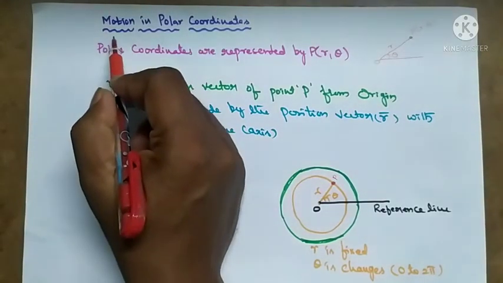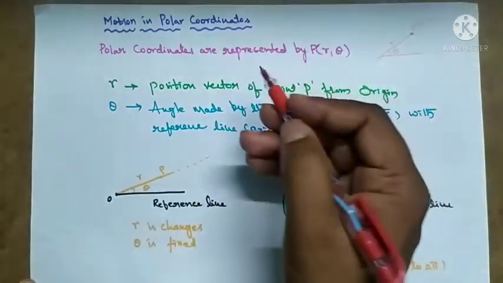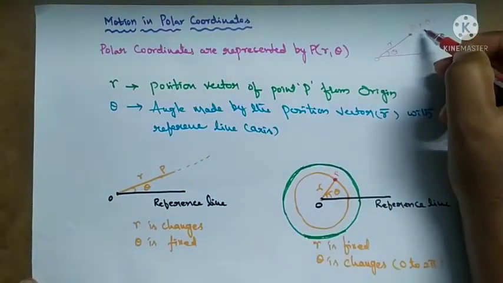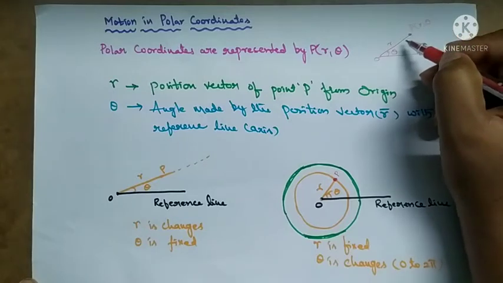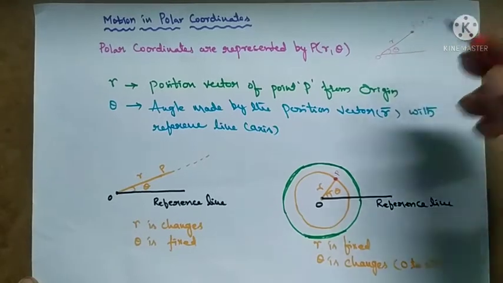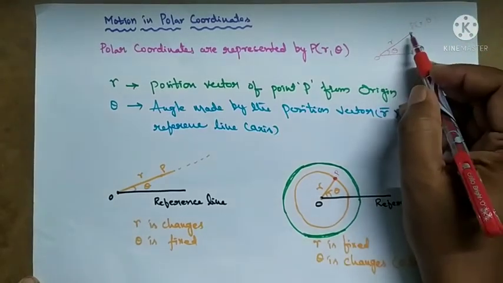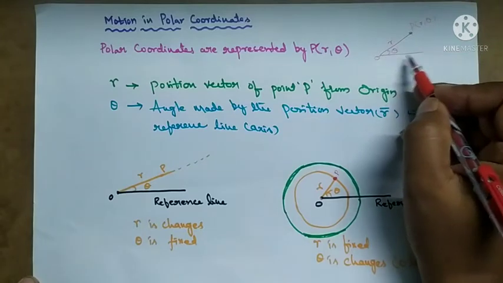Hello friends, today I am going to explain motion in polar coordinates. A point in polar coordinates is represented by r comma theta. r is the position vector which joins the point from the origin, and theta is the angle made by that position vector with the reference line.